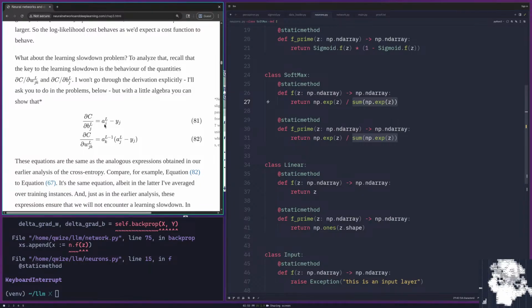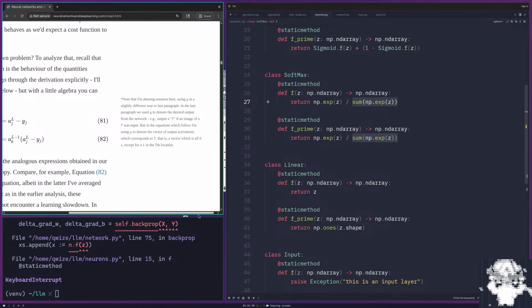derivative of c with respect to b is a minus y. Derivative of c with respect to w is a of the previous layer times a of the last layer minus y.